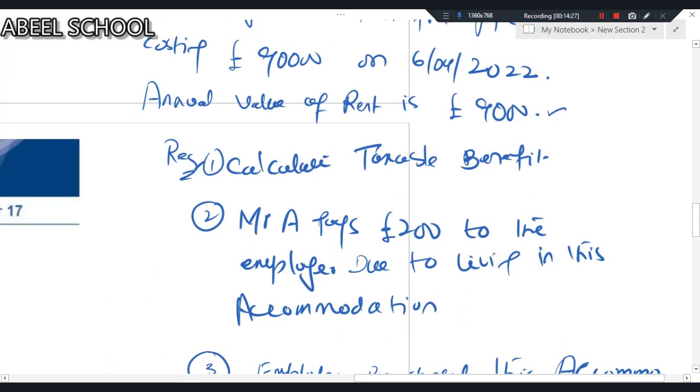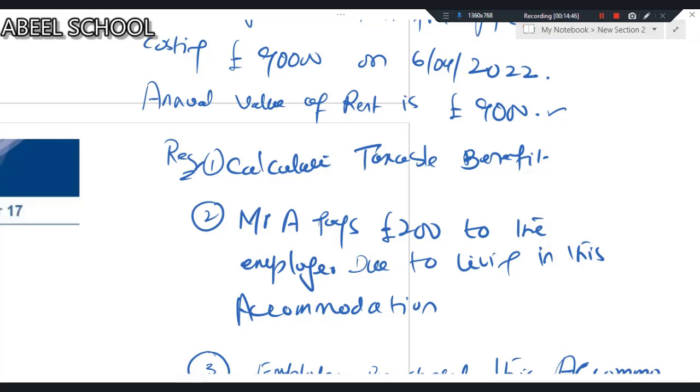What is happening in point number 2, or second requirement, or second case? Mr. A is contributing towards living in this accommodation. Basically, he's paying to the employer. If he's paying to the employer, then that payment will reduce the taxable benefit.